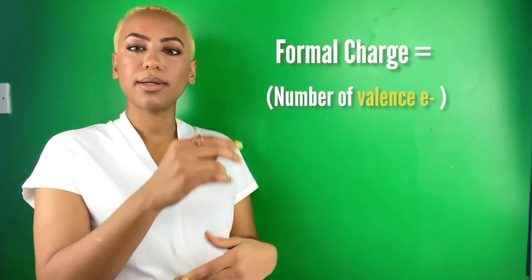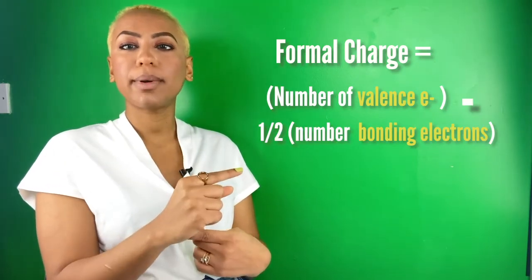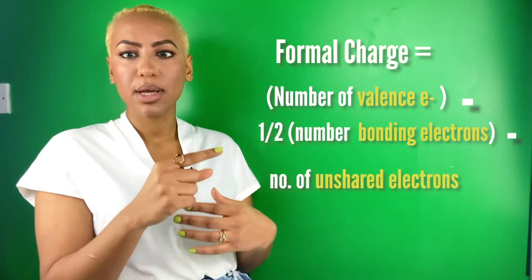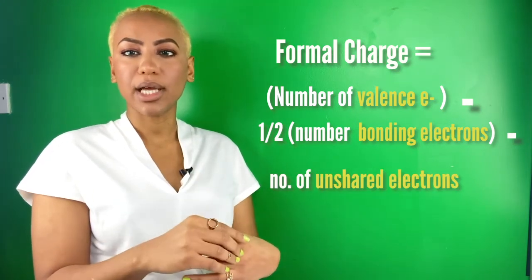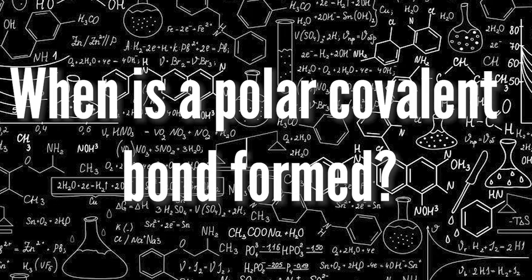20. What is the formula used to determine the formal charge of an atom in a compound? That would be the number of valence electrons minus half the number of bonding electrons minus the number of unshared electrons. 21. What is a polar covalent bond? A bond with an uneven distribution of electron density. 22. When is a polar covalent bond formed?